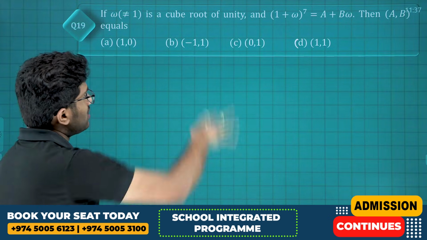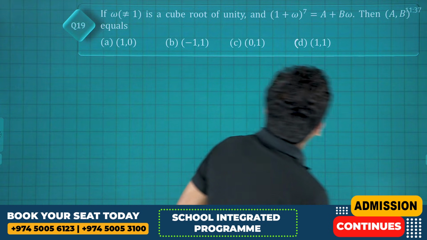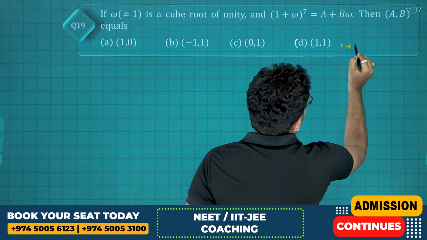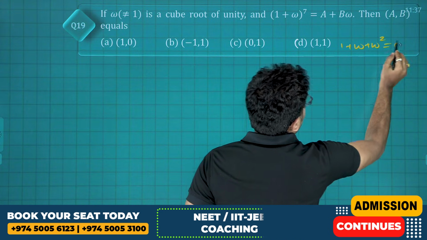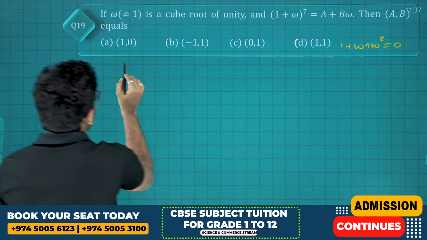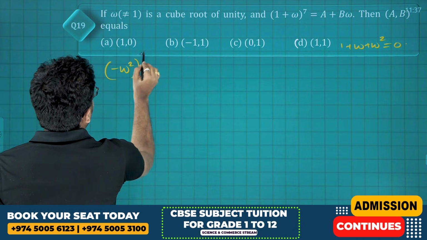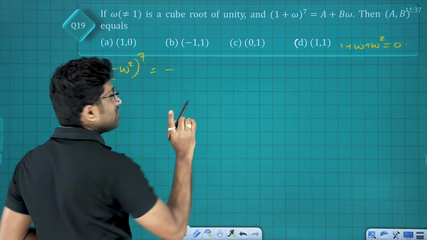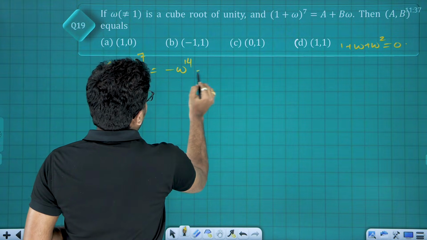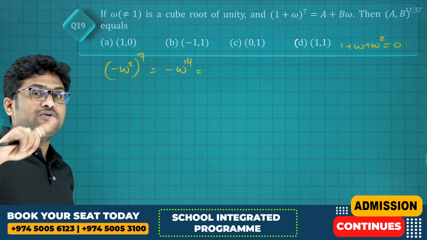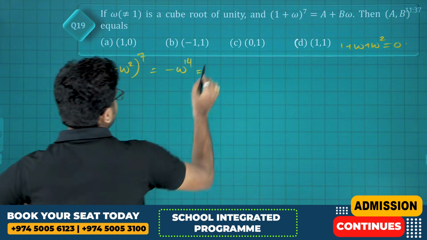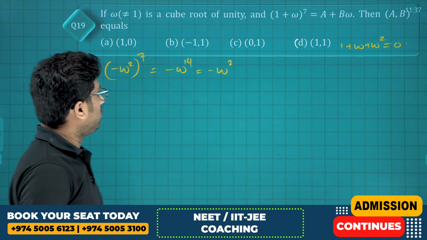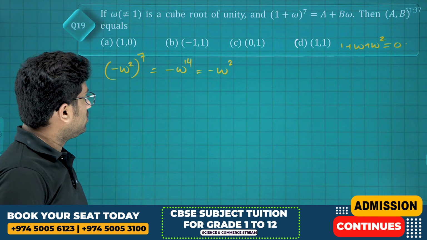1 plus omega whole power 7 is equal to, what is this? See friends, in general, if we know cube roots of unity, what is 1 plus omega square? 0. So we can write 1 plus omega as minus omega square. Minus omega square whole power 7. We can write this again as minus omega power 14. Omega power 14, we can write as omega power 12 into omega square, correct? Omega power 12 is 1, so that is minus omega square. Correct only, no? Yes.